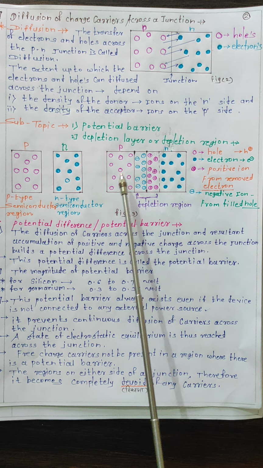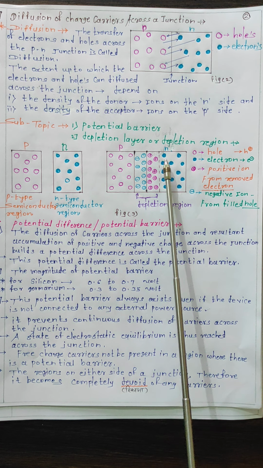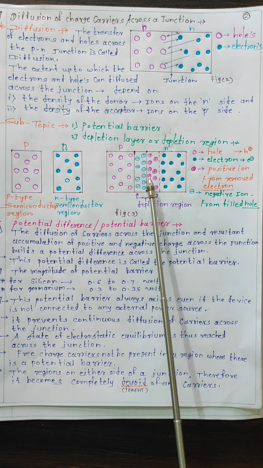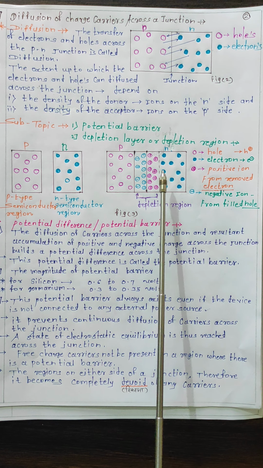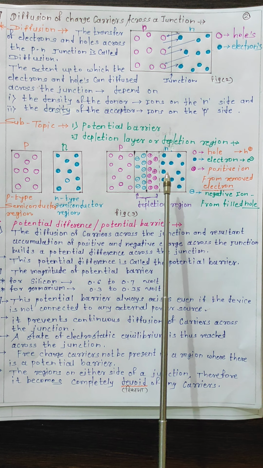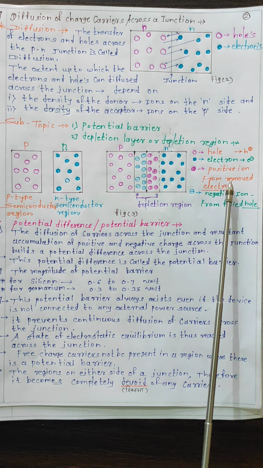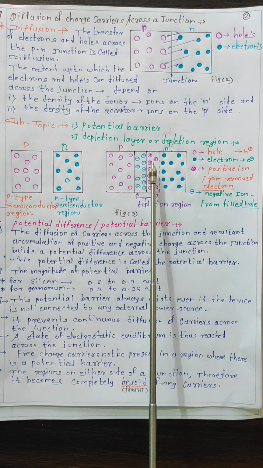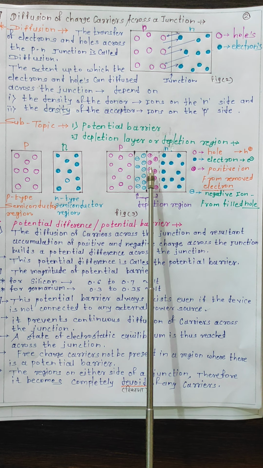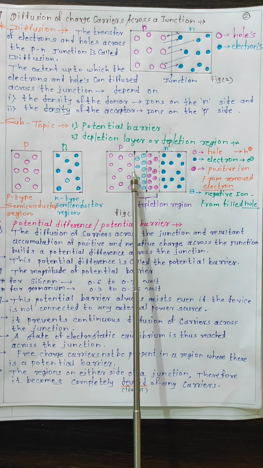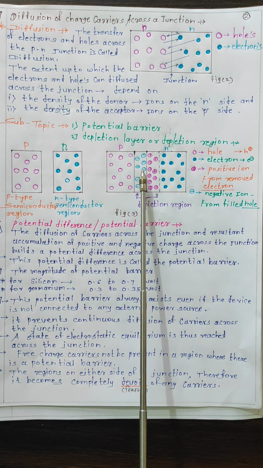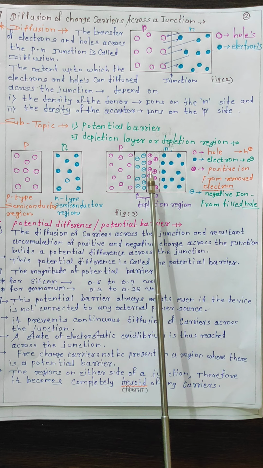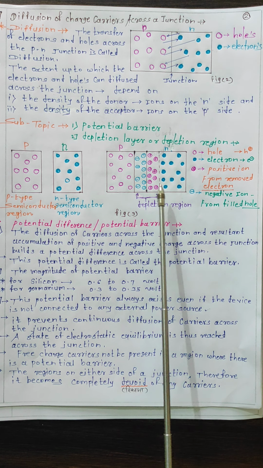Next, when electrons are transferred from the n region to the p region, they form positive ions and negative ions. Positive ions form due to the removal of electrons, and negative ions are formed as electrons fill the holes in the p region. So positive and negative ions are formed near the junction.